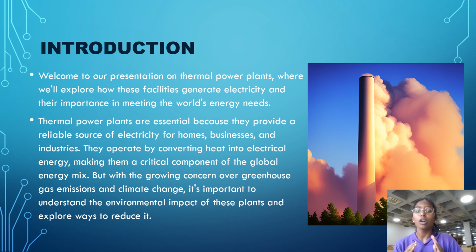The primary source of heat used is fossil fuels such as coal and oil. The process consists of several components like the boiler, turbine, generator, and condenser. These thermal power plants are essential because they provide a reliable source of electricity for homes, businesses, and industries. They operate by converting heat into electrical energy, making them a critical component of the global energy mix.